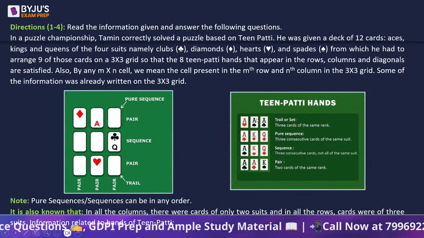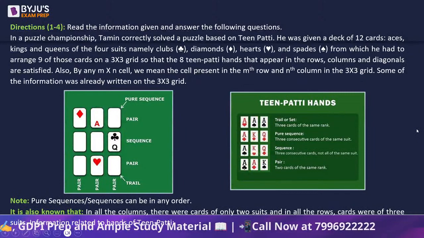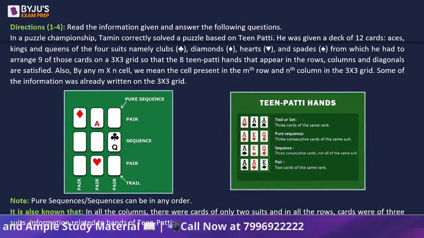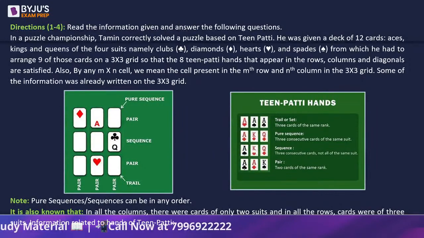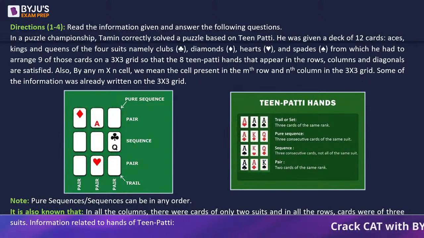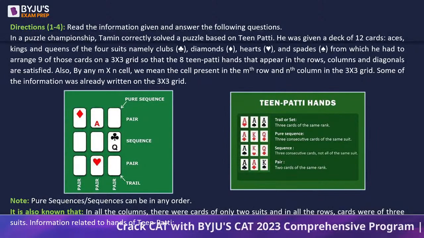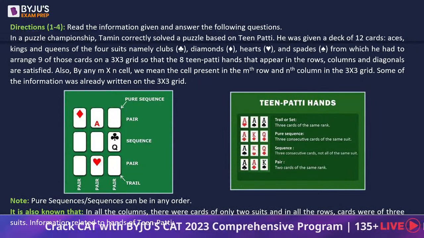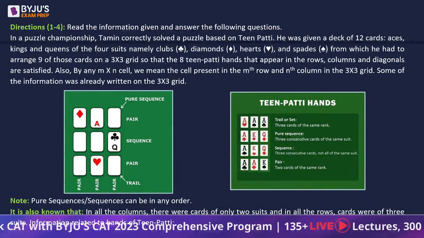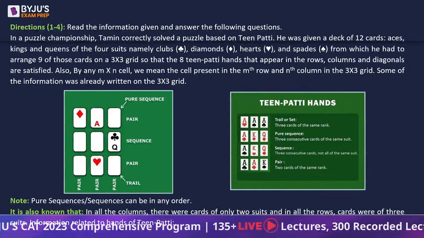So the direction says in a puzzle championship, Tamim correctly solved a puzzle based on Teen Patti. He was given a deck of 12 cards, aces, kings and queens of the four suits, namely clubs, diamonds, hearts and spades, from which he had to arrange 9 of those cards on a 3x3 grid so that the 8 Teen Patti hands that appear in the rows, columns and diagonals are satisfied. Also, by any m cross n cell, we mean the cell present in the mth row and nth column in the 3x3 grid. Some of the information was already written on the 3x3 grid.